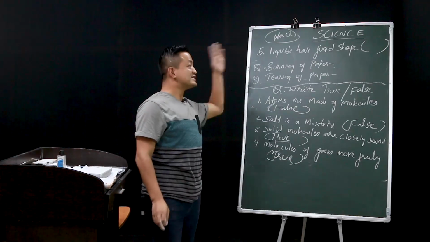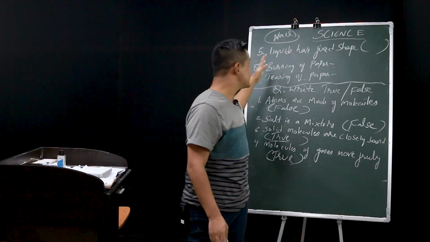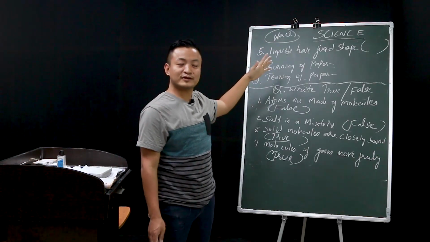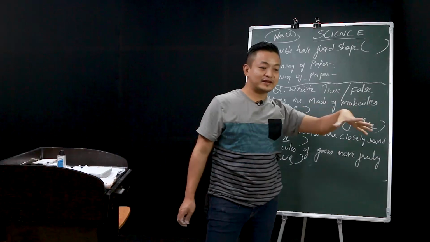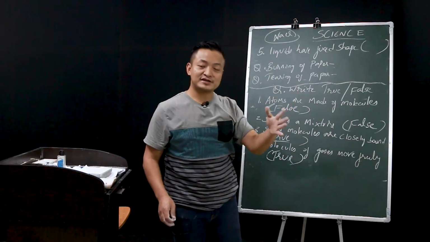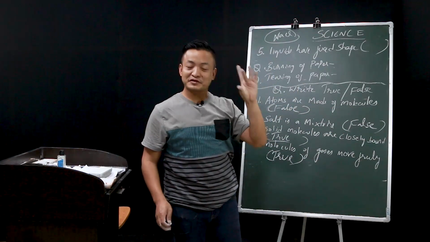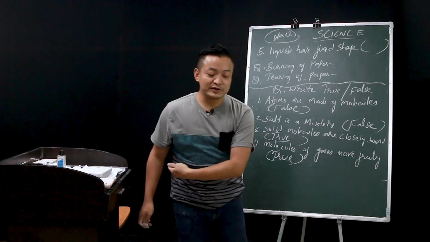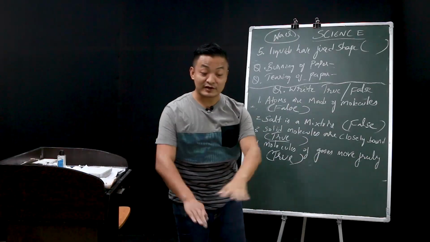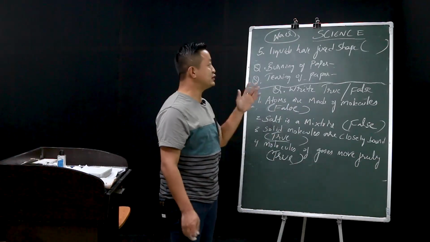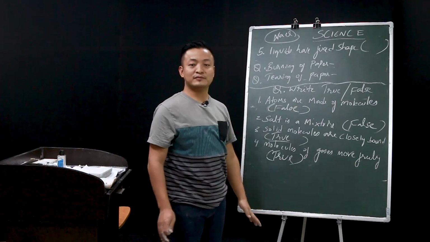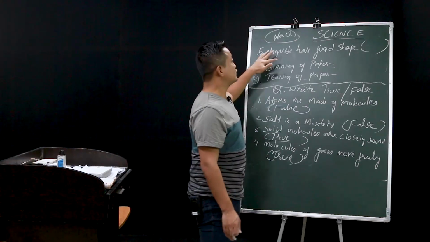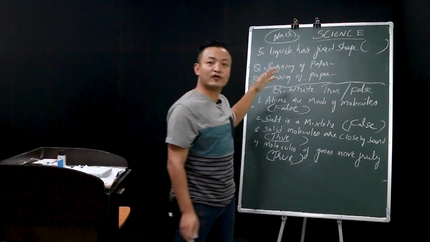Okay, now the last one for true or false. Liquids have a fixed shape. No, right? Because if you put any liquid in any kind of shape, it will take the shape of its container. Remember the rectangle container example I've given? Or if you spill liquid or water on the floor, it will take the shape of the floor, right? That means liquid has no fixed shape. It can take the shape of any container. Clear? So liquids have a fixed shape. This is false.